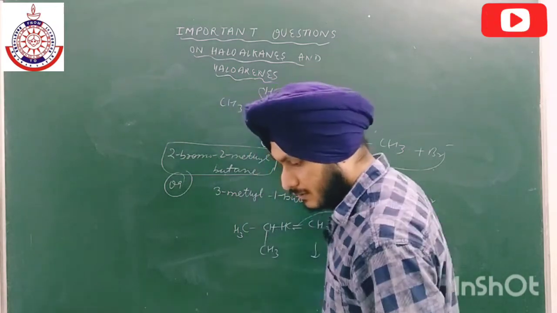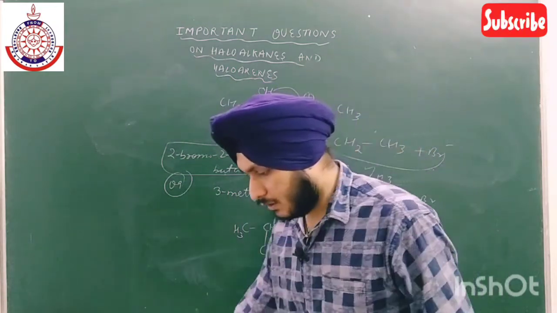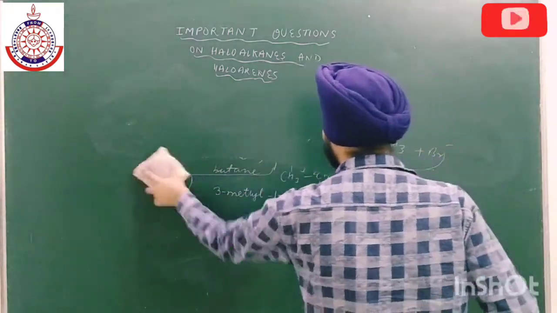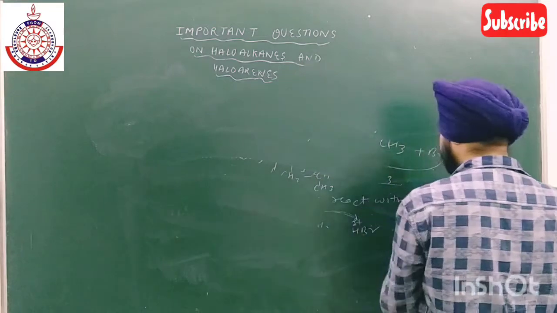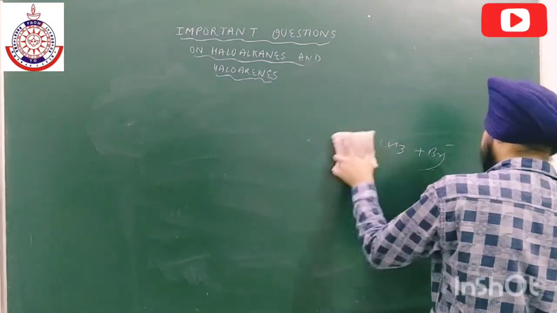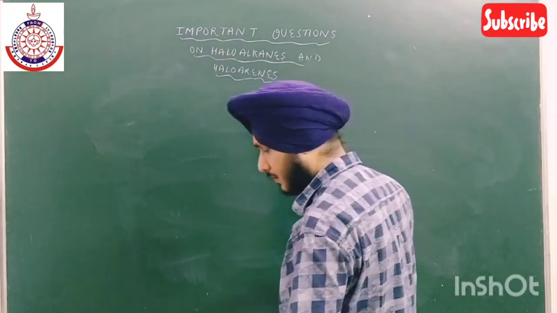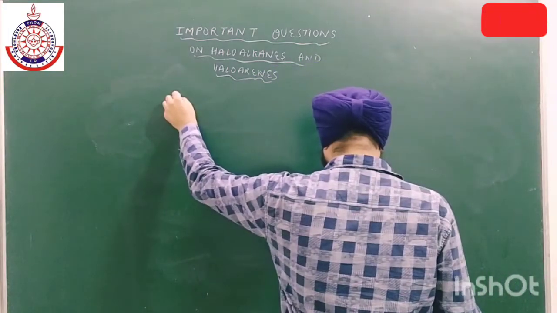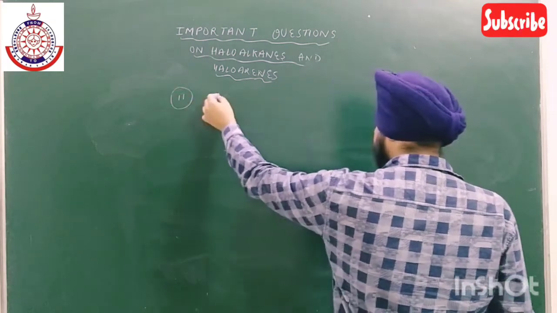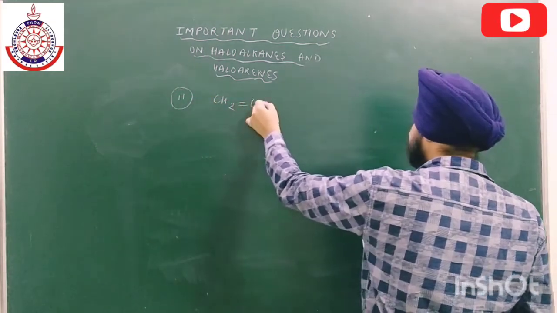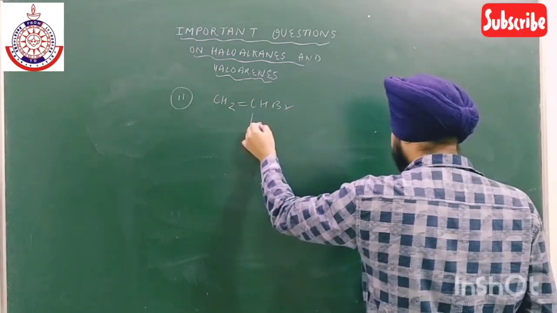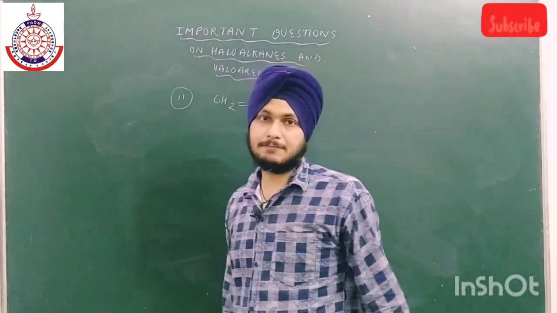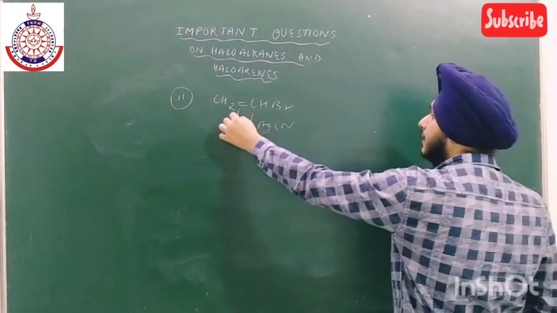So the next question is: write down the major product of the following reaction. This is a very important question. Students will make mistakes; 80-90% of the students make mistakes in this question, and this is our 11th question. CH2 double bond CHBr, and we have to react it with AgCN. What will be the product? Now this is an exception, because here we have a vinylic group.